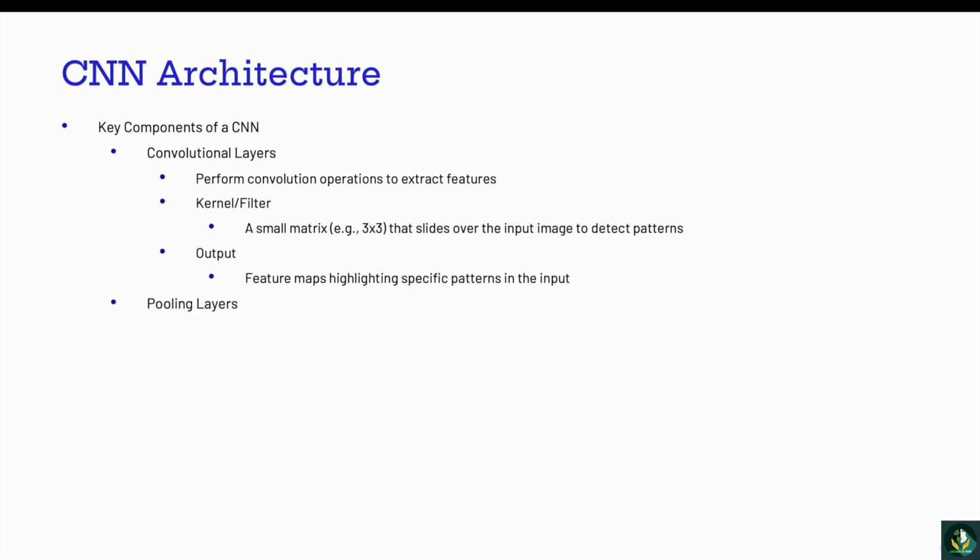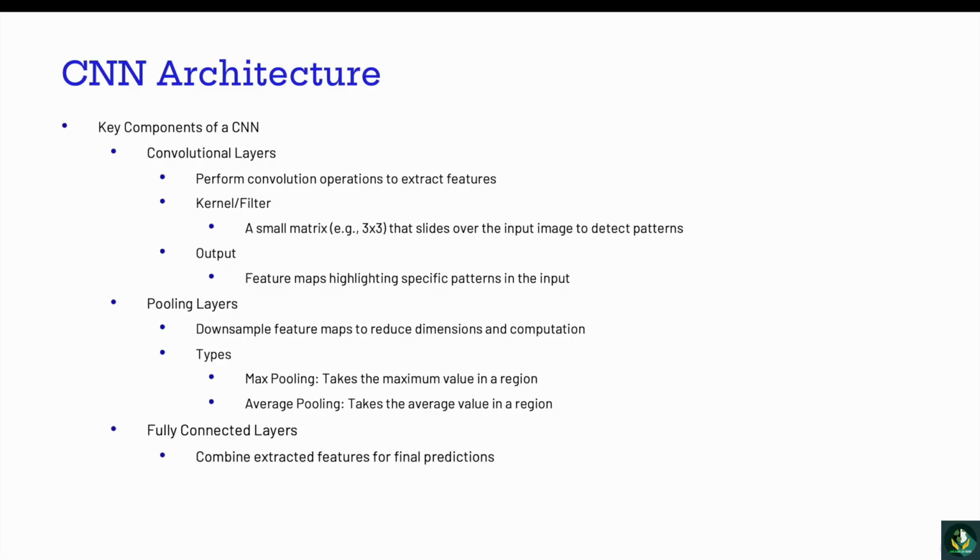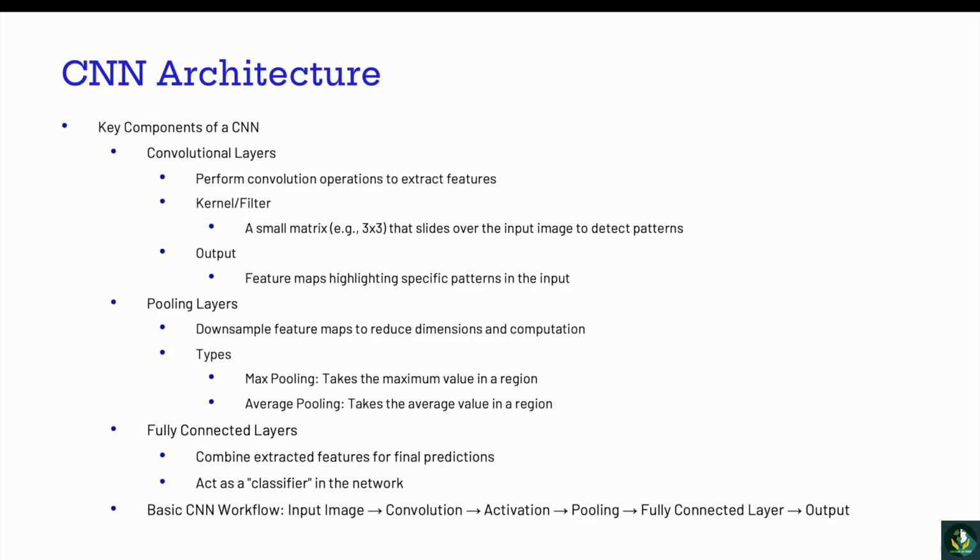Next, we have the pooling layers. They downsample feature maps to reduce dimensions and computation. The types are max pooling, which takes the maximum value in a region, and average pooling, which takes the average value in a region. Fully connected layers combine extracted features for final prediction and act as a classifier in the network. The basic CNN workflow is you pass the input image, it goes through the convolution, next activation, then pooling, then the fully connected layer, and then you get the output.